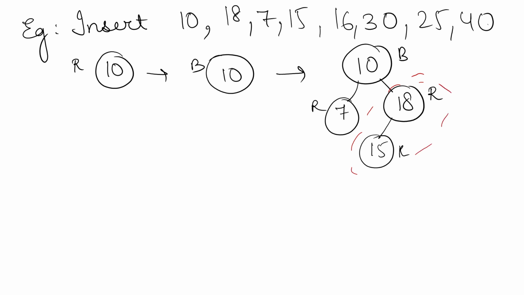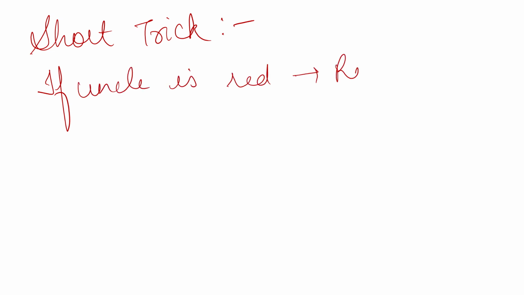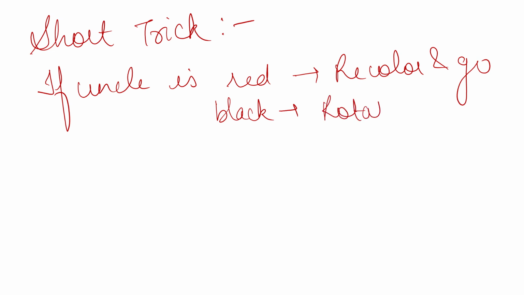Therefore, what to do? Let's see. A short trick. The short trick is: if the uncle is red, recolor and go. If the uncle is black, then you rotate and recolor.